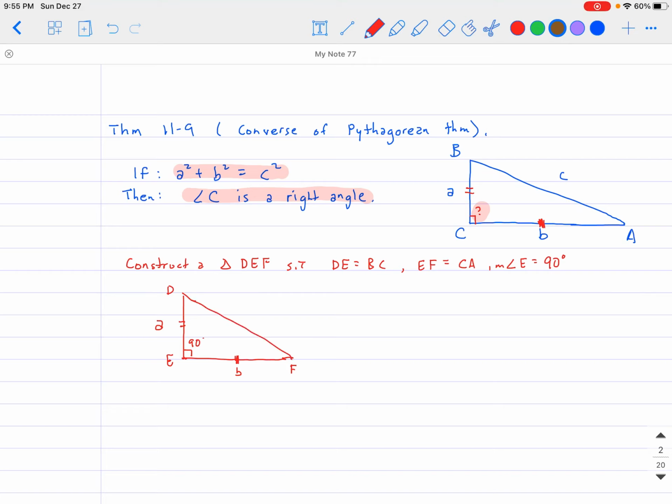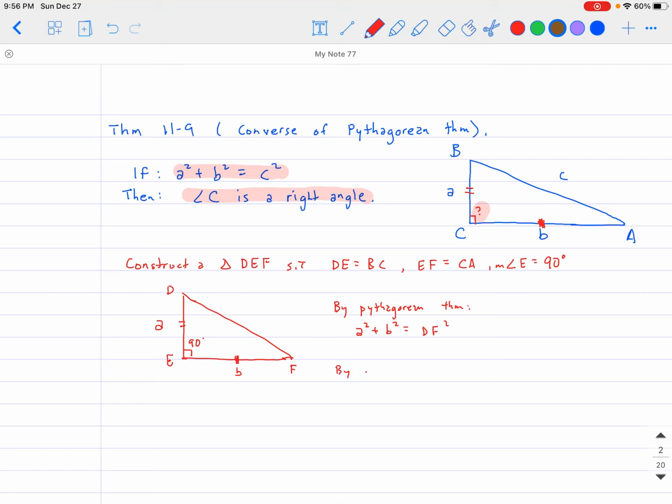Now, needless to say, I'm probably going to try to show that these two triangles are congruent to each other, and then that's going to be my proof. Well, in this triangle DEF over here that I just created, by the Pythagorean theorem, we can say the following. A squared plus B squared is equal to the opposite side, which is going to be DF squared, okay? So that's using the Pythagorean theorem, which we just proved earlier.